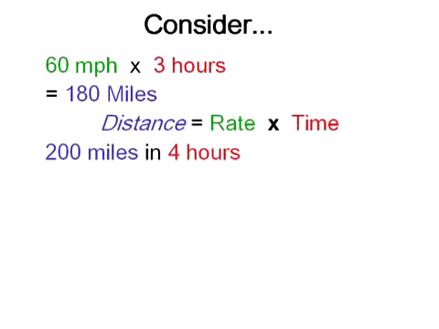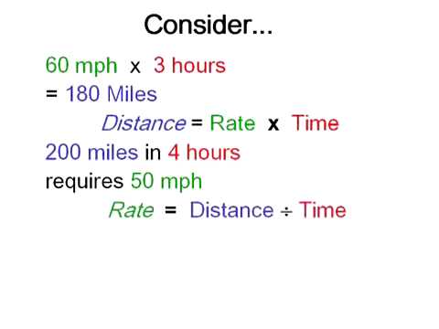What if you had to go 200 miles and you had 4 hours to do it? How fast would you have to go? Per hour anyway. 200 miles, 4 hours to do it. You'd have to go 50 miles each of those hours, wouldn't you? I think you already know that rate is distance divided by time. Well, that makes sense. If distance is rate times time, we would divide distance by time to get rate.